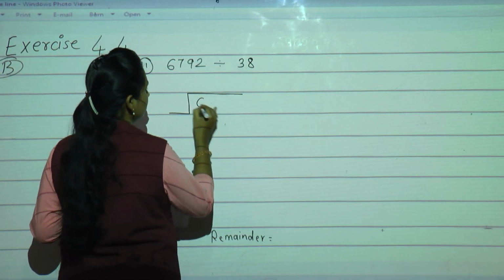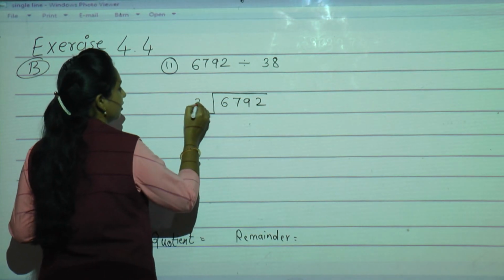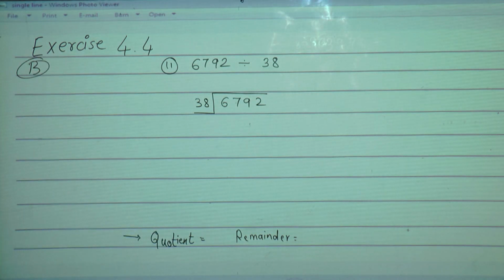Now write the number 6792, dividend on the right side, divisor on the left side. Okay. Now see, I consider the first digit, but normally as per the rule, whenever the divisor has 2 digits, we have to consider 2 digits from the dividend. Now tell me, how many times does 38 go into 67?